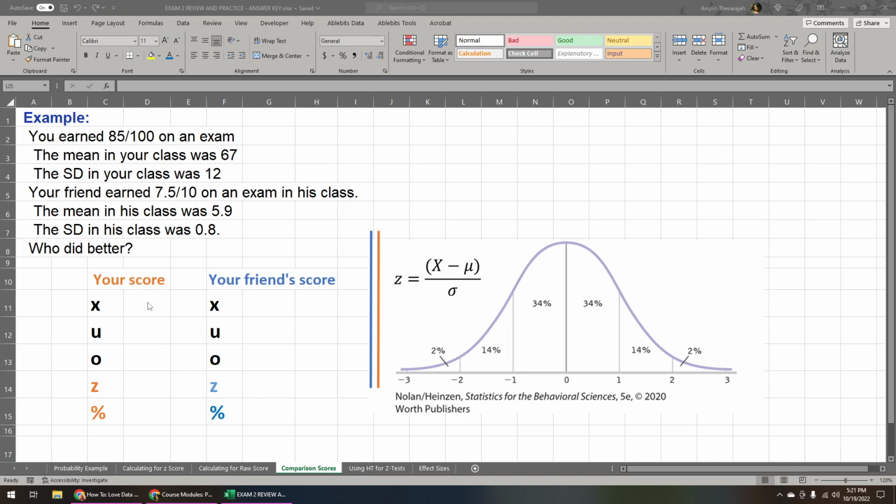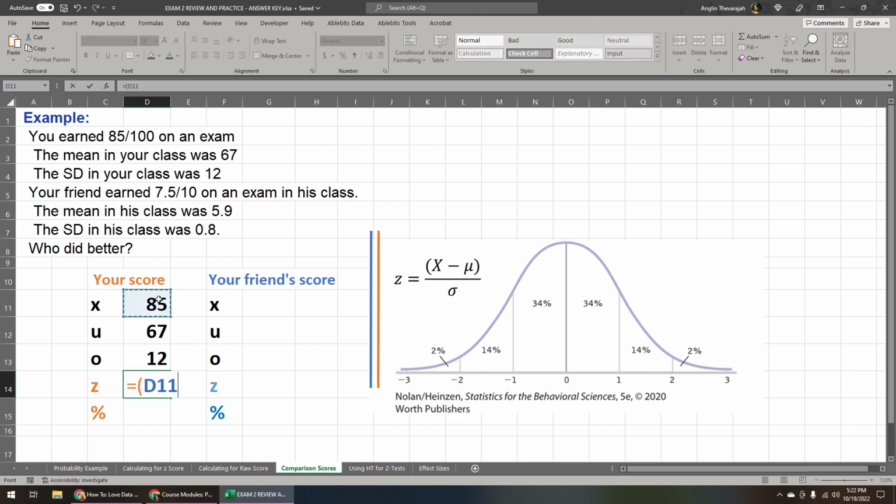So first, let's find a z-score for you. Your individual score, x, is 85. The mean in your class was 67, so that would be our mu. Our standard deviation is 12. So to get our z-score, you want to do z equals, open parentheses, your x minus the mu, close parentheses, and then divide that by your standard deviation. Okay, so you get a z-score of about 1.5.